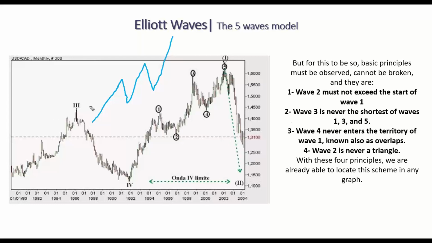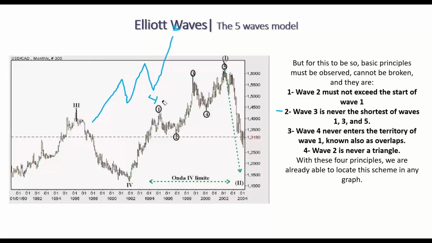So we will explain the second rule again. Wave 3 is never the shortest one. If we say this is 1, this is 2, this is 3, this is 4, and this is 5, this is not correct for two reasons, but the most important one is that if we measure the length of wave 1, wave 3, and wave 5, we will see that wave 3 is shorter than wave 1 and shorter than wave 5. So it's the shortest of all the motive waves, and that cannot happen. That's why this count is not valid.